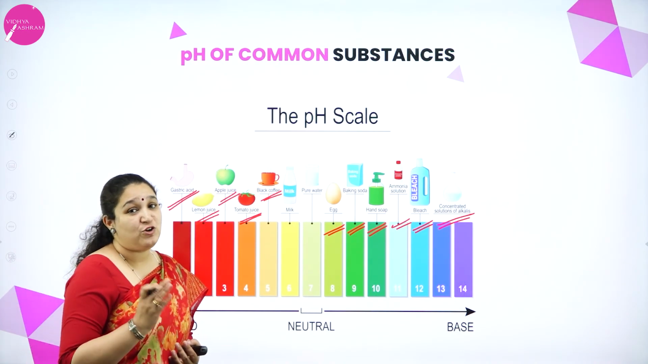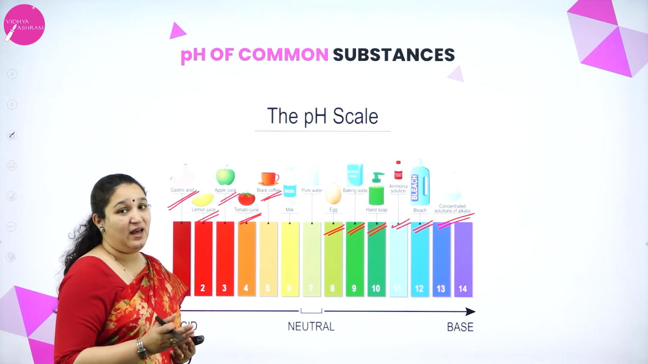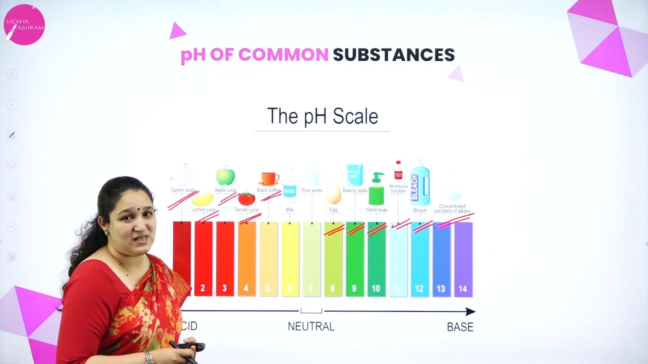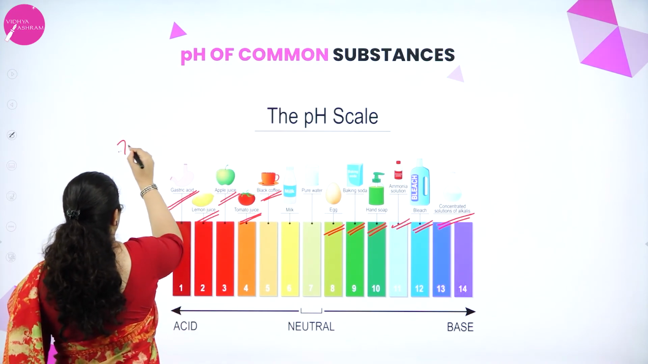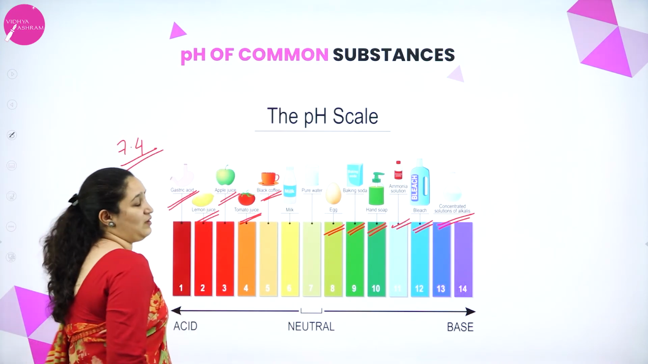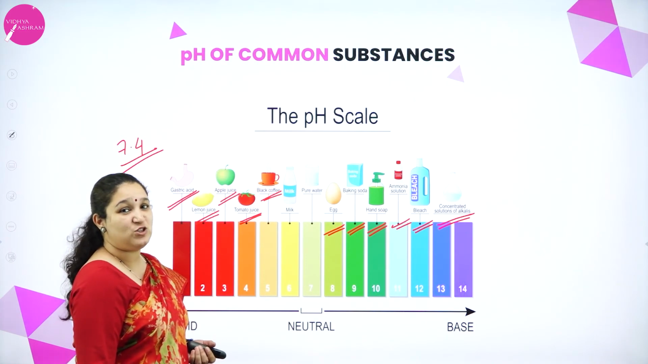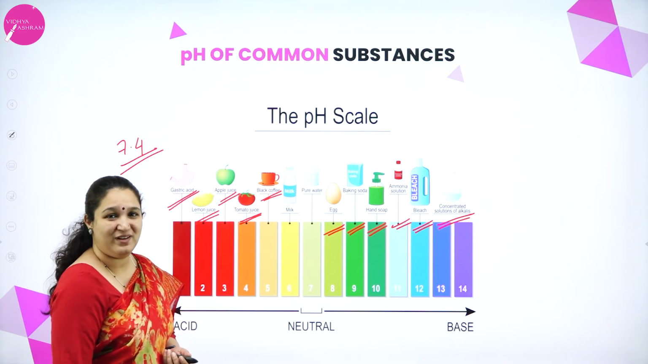What is the pH of blood, do you think? Is it acidic or is it basic? Blood in our body is slightly basic with the pH of 7.4. Okay. So this is one more thing which you need to know, which is not mentioned over here.